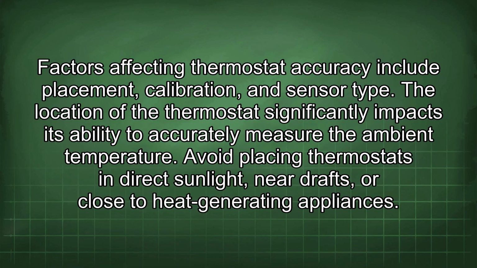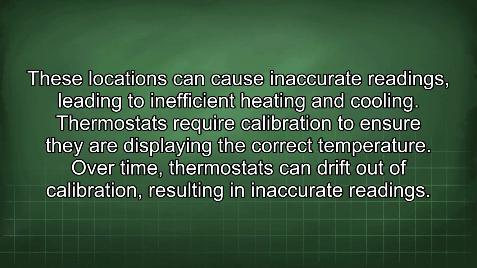Factors affecting thermostat accuracy include placement, calibration, and sensor type. The location of the thermostat significantly impacts its ability to accurately measure the ambient temperature. Avoid placing thermostats in direct sunlight, near drafts, or close to heat-generating appliances. These locations can cause inaccurate readings, leading to inefficient heating and cooling.